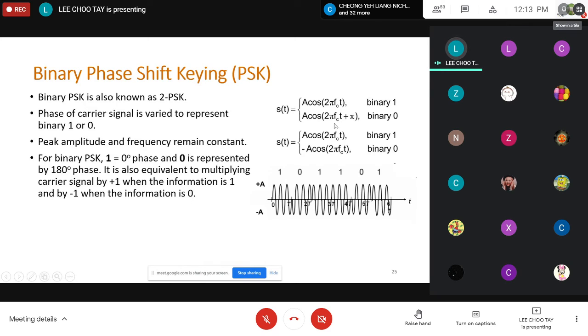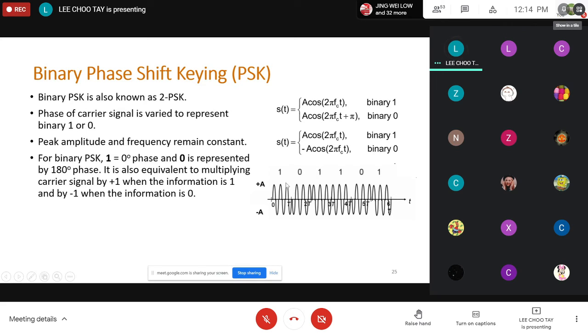Therefore, cosine of 2 pi fct plus pi is actually minus cosine 2 pi fct. So the waveform is going to look like this. I send a 1. Again, this example is a sinusoidal, easy to draw, so it's a sine. And then binary 0 is sent with a negative sign.